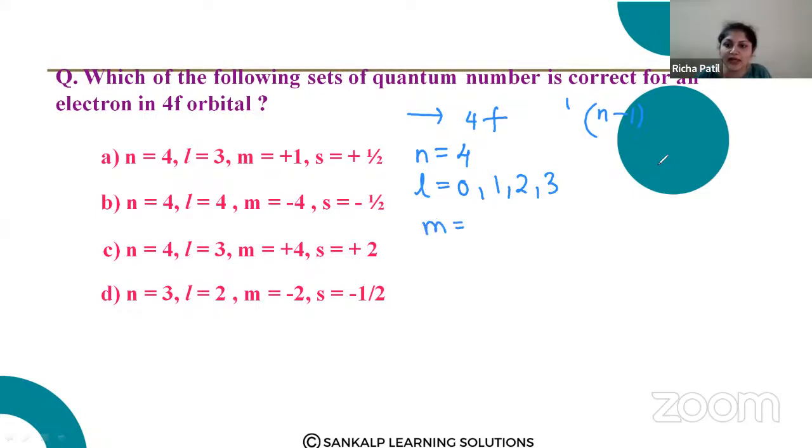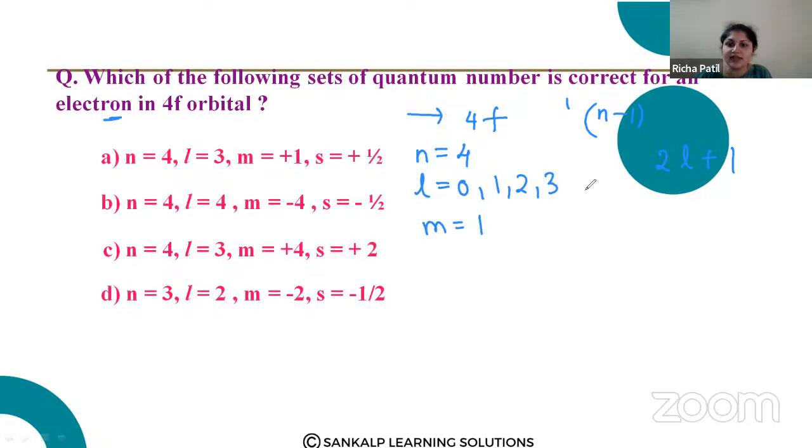How can M be calculated? M can be calculated by 2L plus 1. So substitute the value of L here; it will be 0. Then M will be 1. So the value comes to 1. And you have to calculate for any one electron.